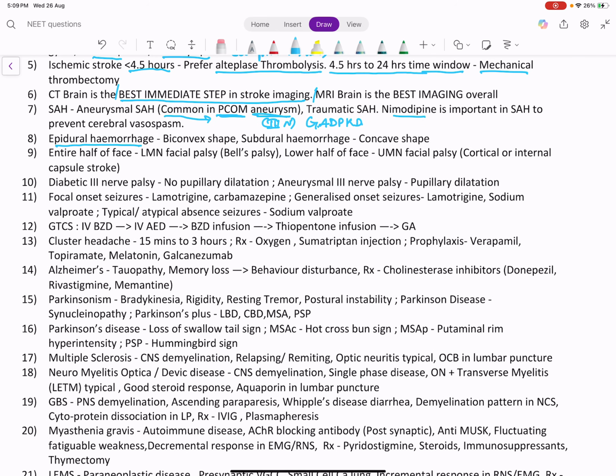Epidural hemorrhage in trauma, it will be biconvex shape. Subdural hemorrhage will be concave shape.